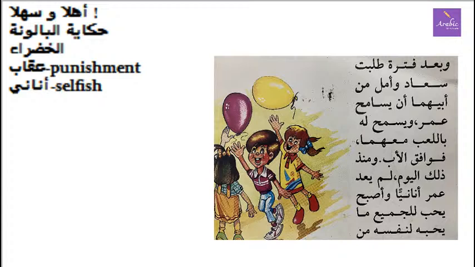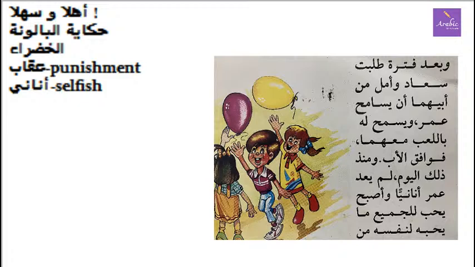لم يعد عمر أنانيا وأصبح يحب. He started to love, يحب للجميع, for everyone, ما يحبه لنفسه. So he started to love for everyone what he loves for himself. من الخير, there is a word here missing, الخير. We have خير after من. It's not in the photo, but it's in the story. So, وأصبح يحب للجميع ما يحبه لنفسه من الخير. So, he started to love for everyone what he loves for himself. ما يحبه لنفسه من الخير. From good stuff. خير is good things.